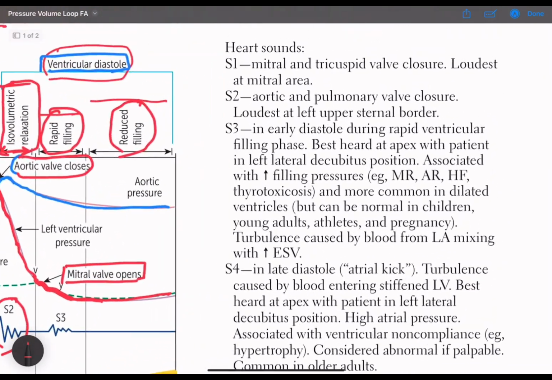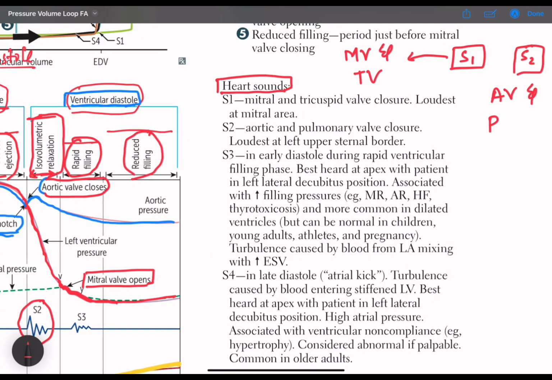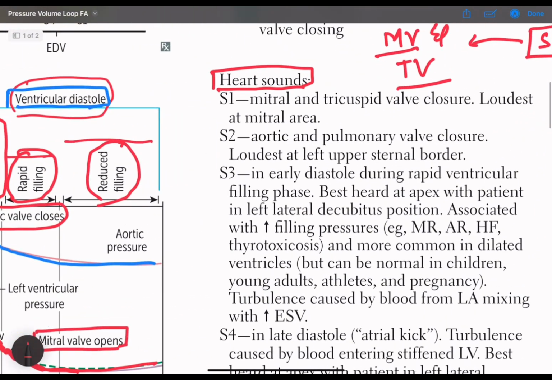Now let's review heart sounds. We have two heart sounds, S1 and S2. S1 is produced by the closure of the mitral and tricuspid valves, while S2 is produced by the aortic and pulmonic valves. S1 is loudest at the mitral area, while S2, produced by aortic and pulmonic valve closure, is loudest at the left upper sternal border.